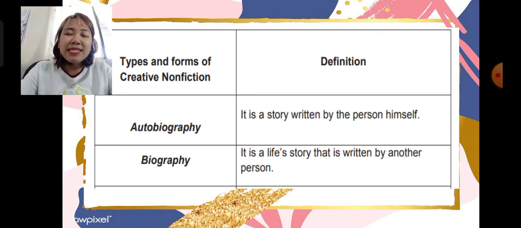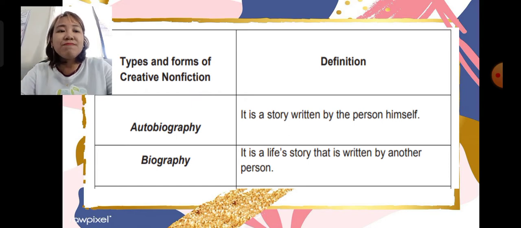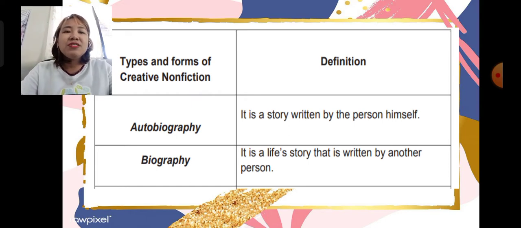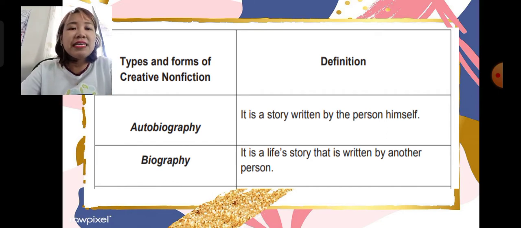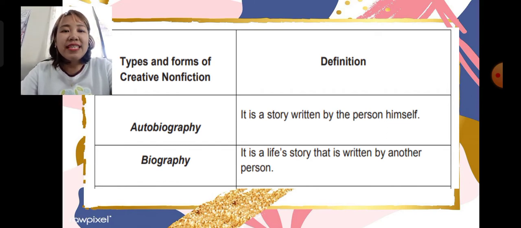So unang-una po is the autobiography. So it is a story written by the person himself. So autobiography, tayo yun, sarili natin. Ikukwento natin kung ano yung story or experiences natin. So, ang tawag po doon is autobiography. Ibig sabihin, tayo mismo yung nagkukwento or nagsusulat ng ating story mismo. So, ang tawag doon is autobiography.